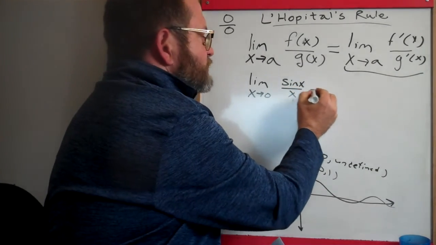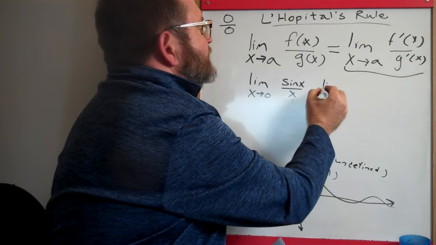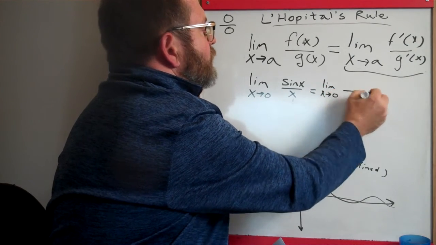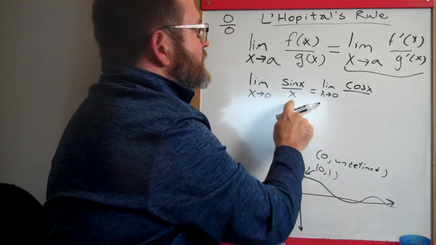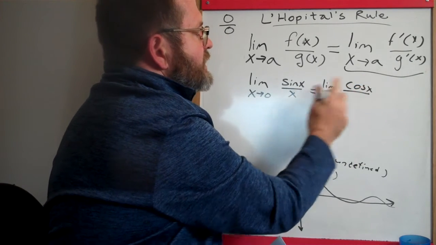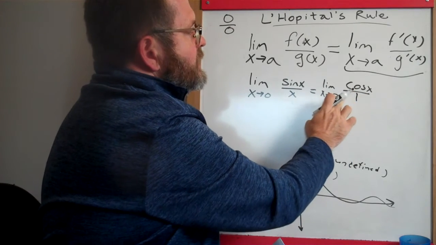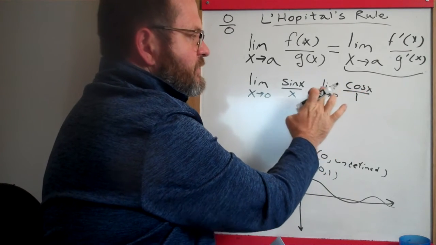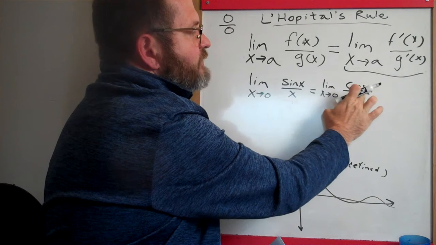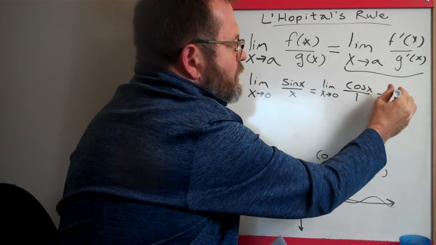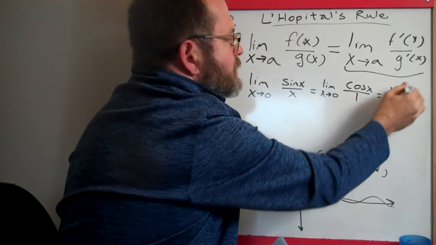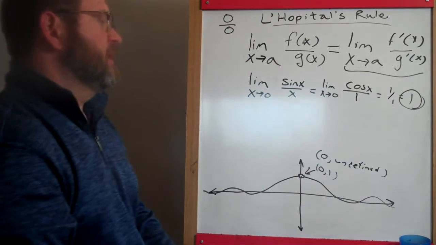according to L'Hopital's rule, that will be the same as the limit as x approaches 0 of the derivative of the numerator, which is cosine of x, divided by the derivative of the denominator, which is 1. Okay, now let's try direct substitution. Putting in just 0 for x, cosine of 0 is 1. So this is just 1 over 1, which is just 1. Which is the answer we got down here.